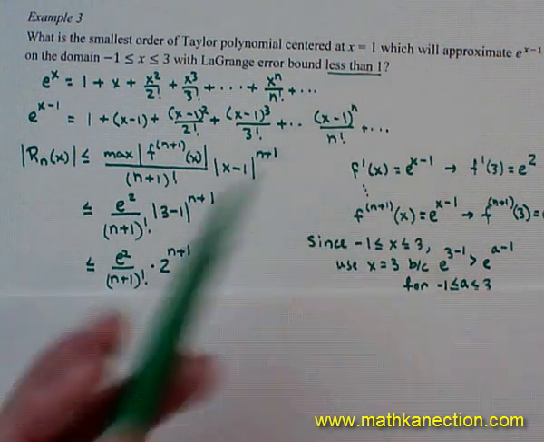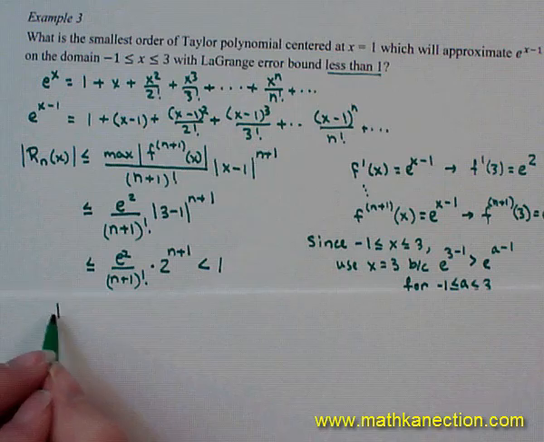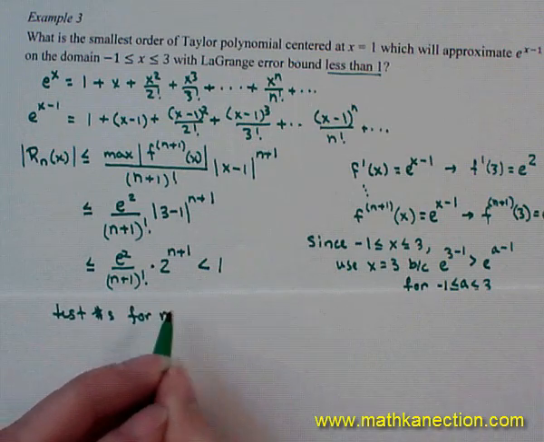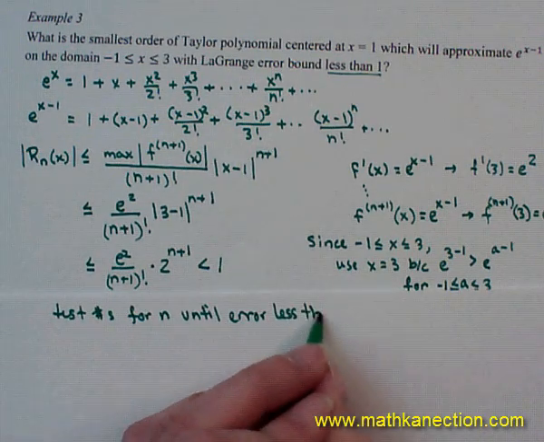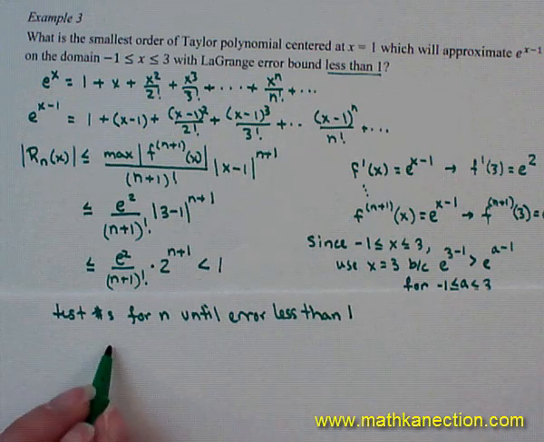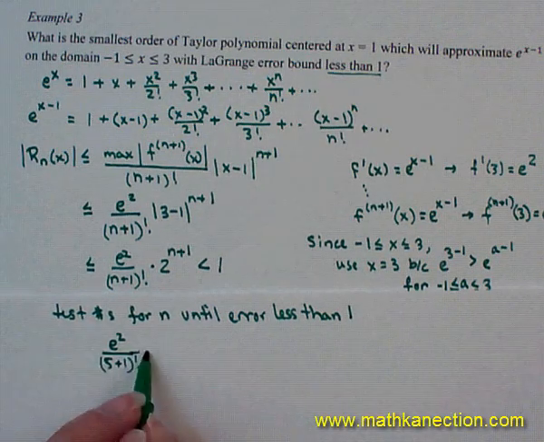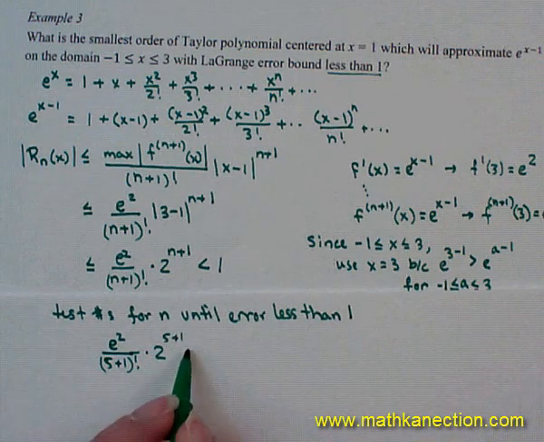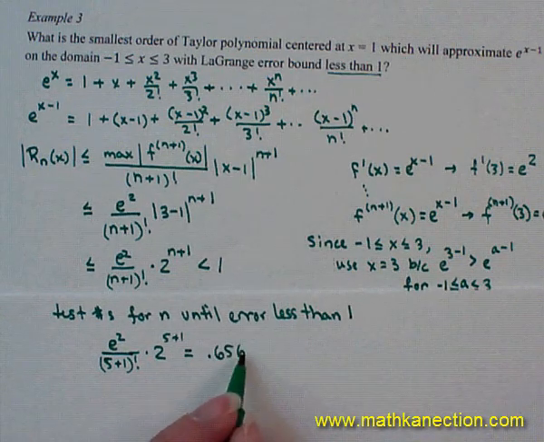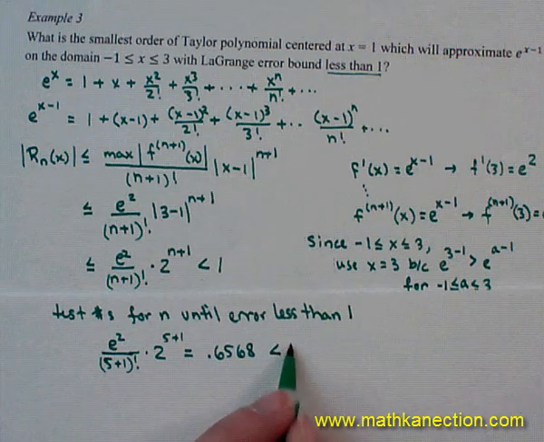The Lagrange error bound needs to be less than 1, so we're going to make that less than 1. And then just continue to test numbers in your calculator until you can get that error to be less than 1 by substituting in the value of n equal to 5. We get 0.6568, which is less than 1, so then n is equal to 5.